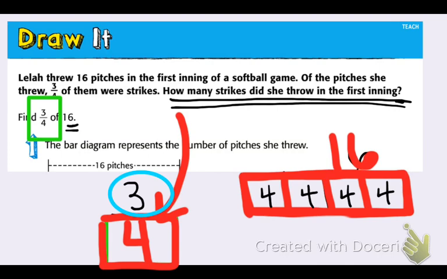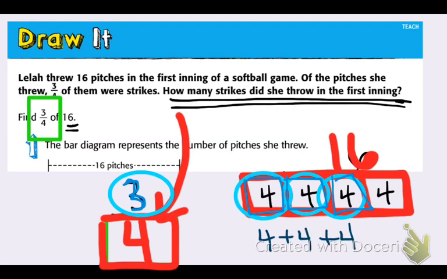So in order to count up or add, I need to add 3 parts out of the 4, because the numerator says 3. That tells me that I'm going to add 3 parts of my bar diagram. So 4, 8, 12. And if you want to see that visually, I can write it down below: 4 plus 4 plus 4, 3 parts out of all 4 of them. 12.